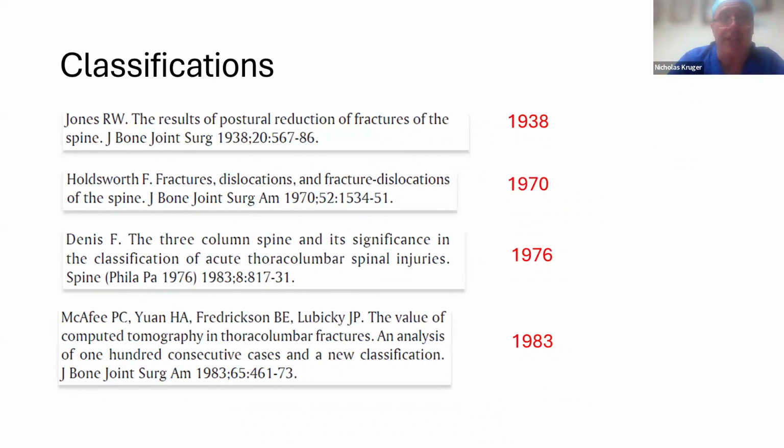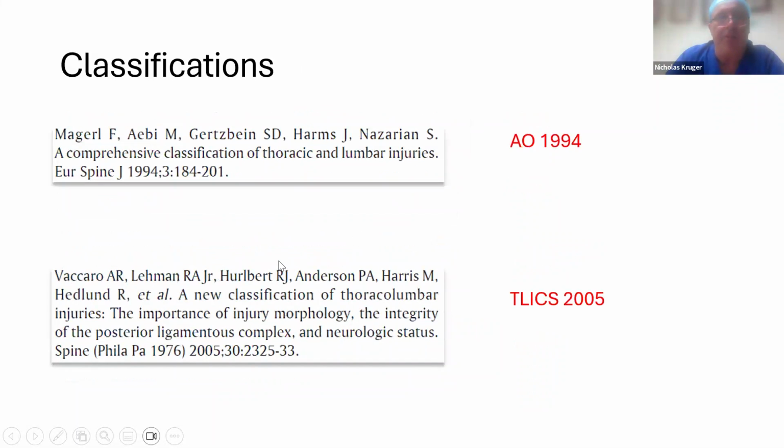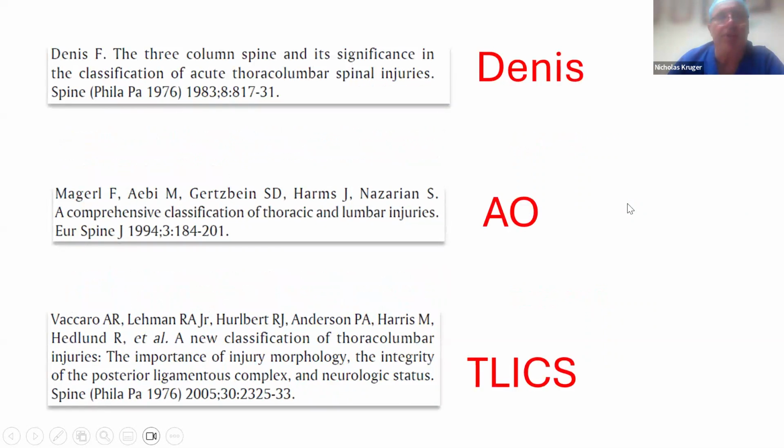I mean, I still don't fully get it, but we tend to use what we call the Denis classification to describe them, but you need to know the AO classification. So Denis is the most common one where you describe it, and we probably use it to talk to each other about it, but when it comes to academics, we use the AO classification. There's a TLICS as well, which I don't really use. I think it's quite complicated, but you're welcome to use it if you want.